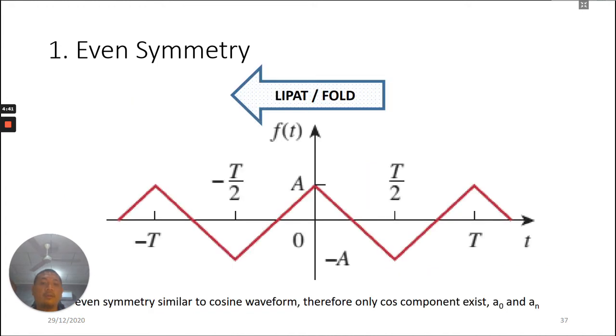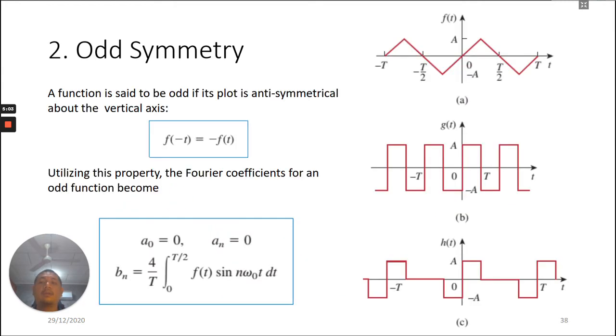So if you look at the vertical axis here, the y-axis, if you can imagine folding this at this axis and it will still have the same waveform, then it is called even symmetry. Okay, next is odd symmetrical signals.